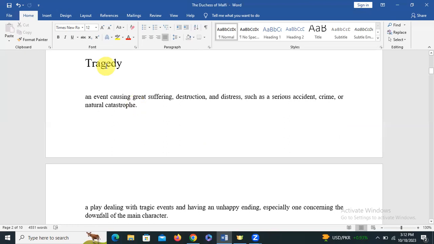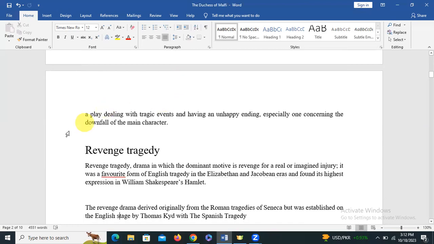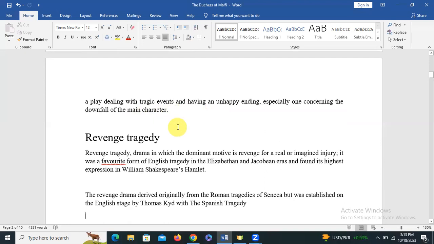Now, what is tragedy? This is just a simple definition of the word tragedy: an event causing great suffering, destruction, and distress, such as a serious accident, crime, or natural catastrophe. This is just the literal meaning of the word. But as we use it in dramas, like tragic drama here, what does it mean? It means a play dealing with tragic events and having an unhappy ending, especially one concerning the downfall of the main character. That is known as a tragedy.